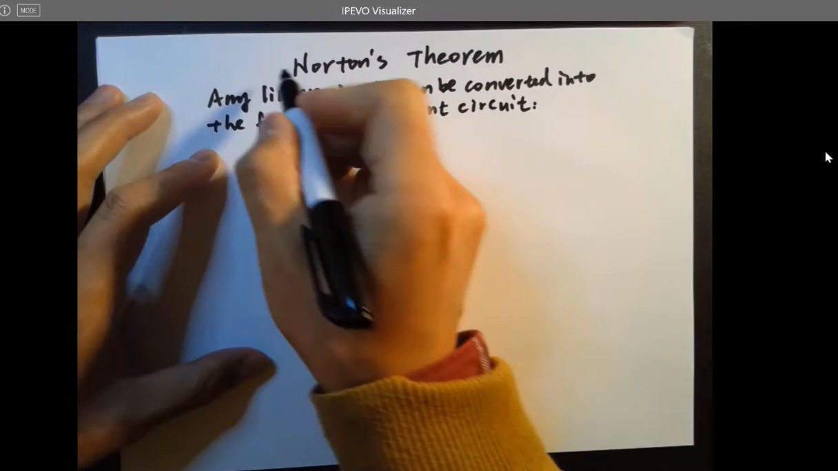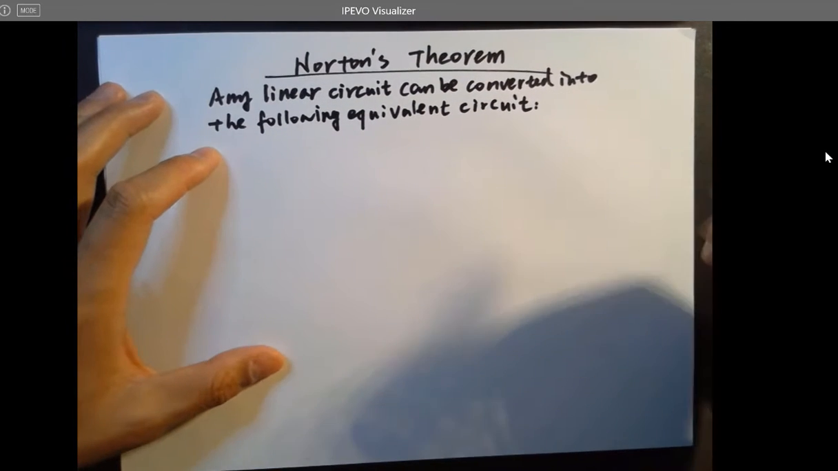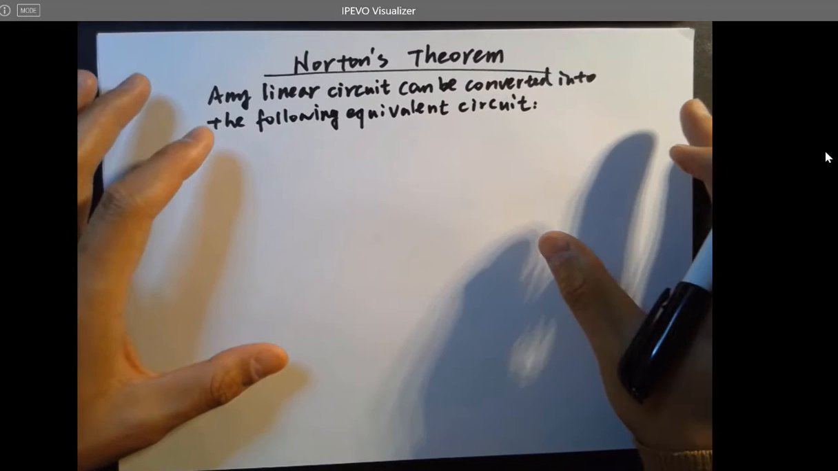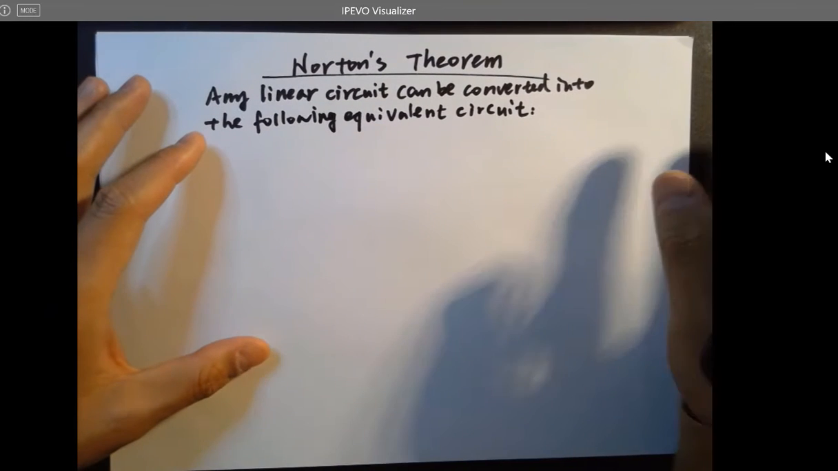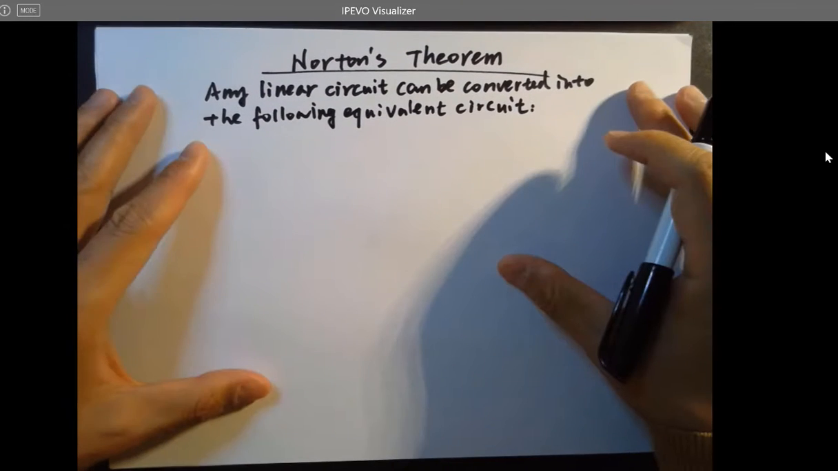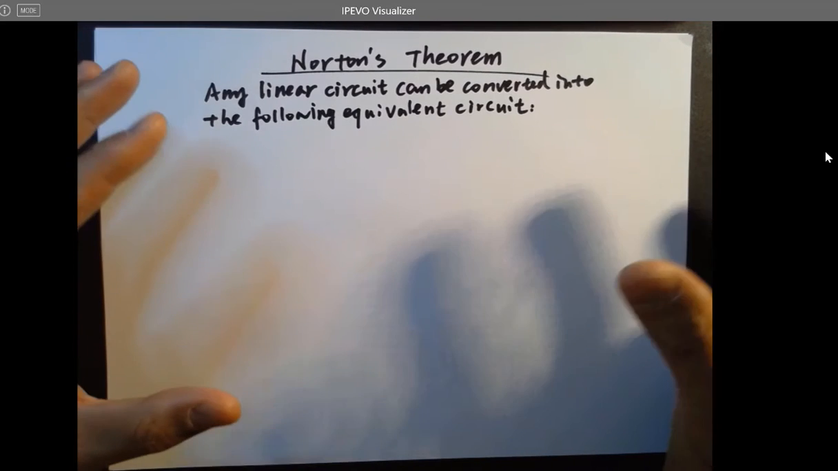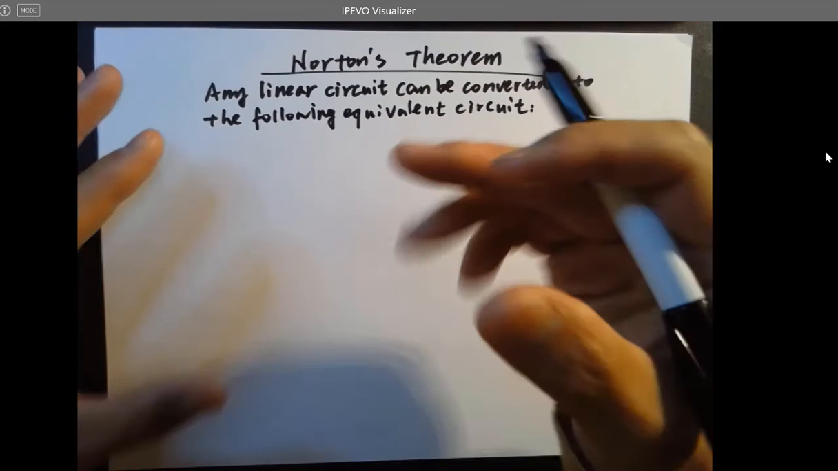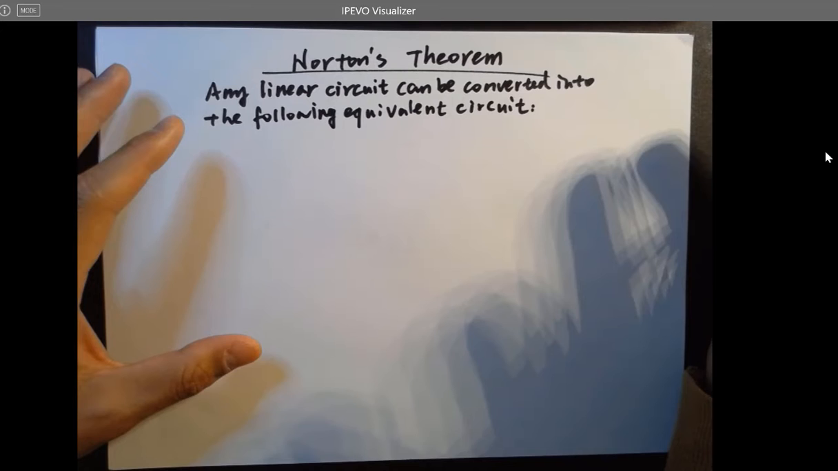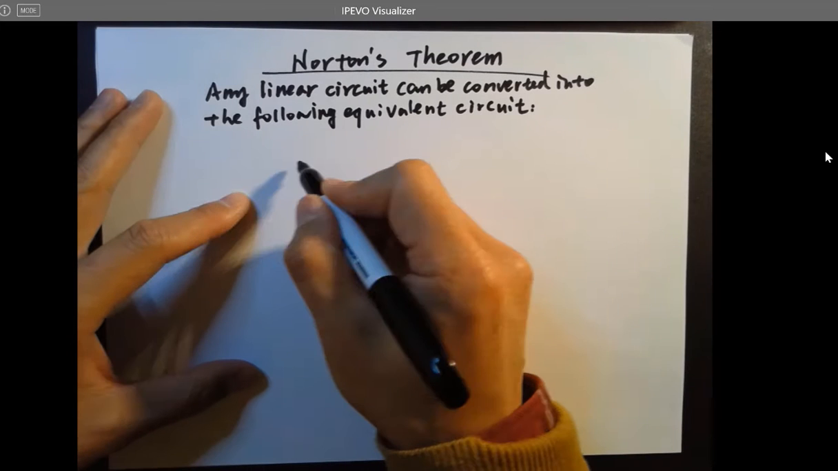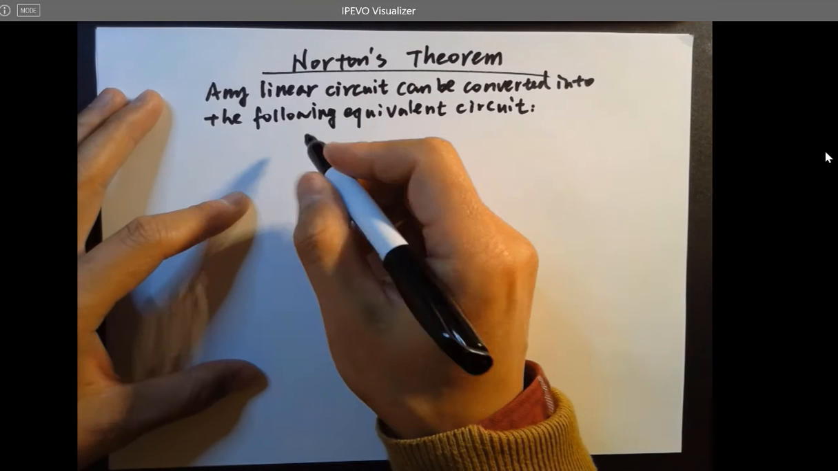Just keep this in mind. Thevenin's theorem and Norton's theorem both serve the purpose of simplifying the circuit. The equivalent circuit we convert the original one to will perform the same function for the load. So the Norton's equivalent circuit looks like this.